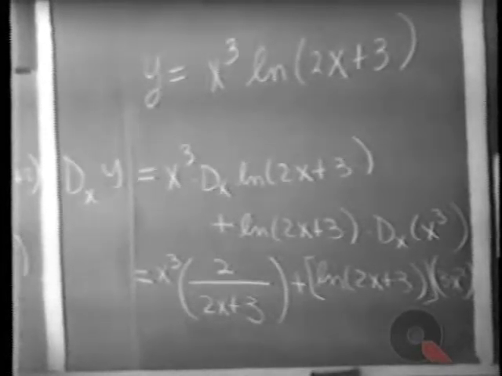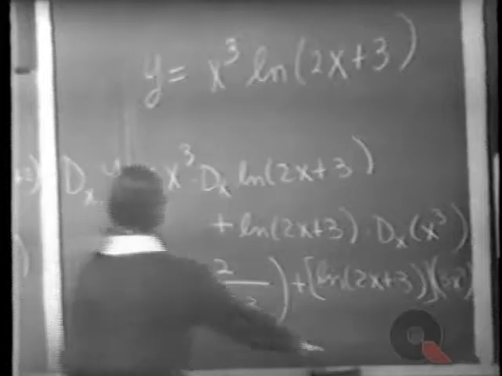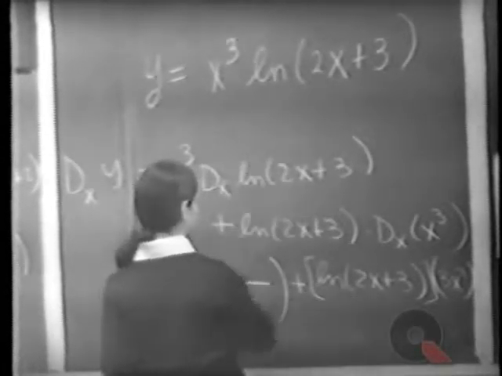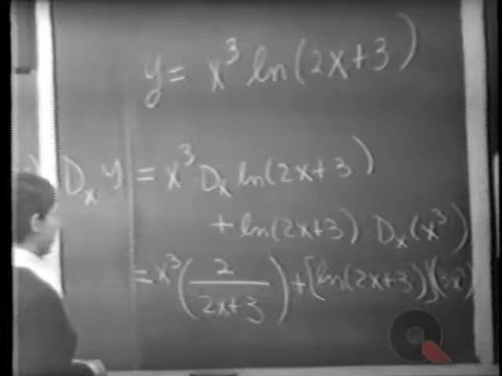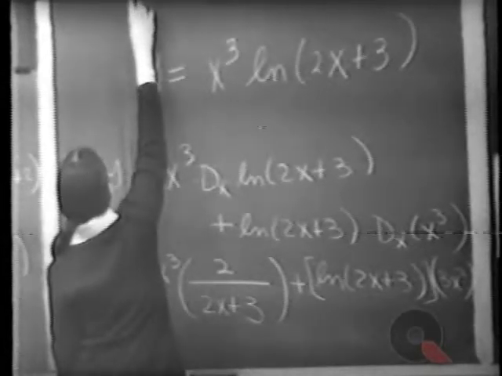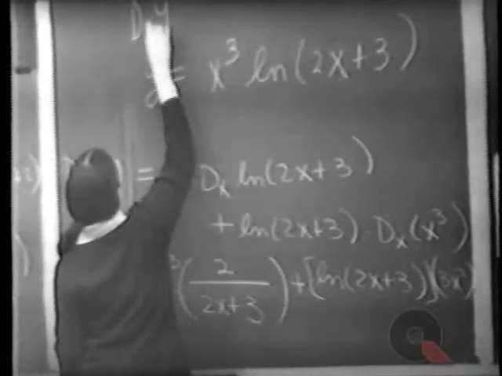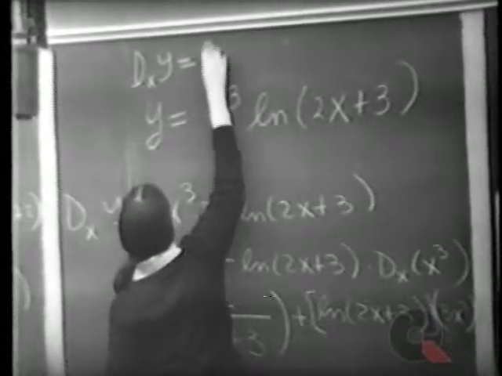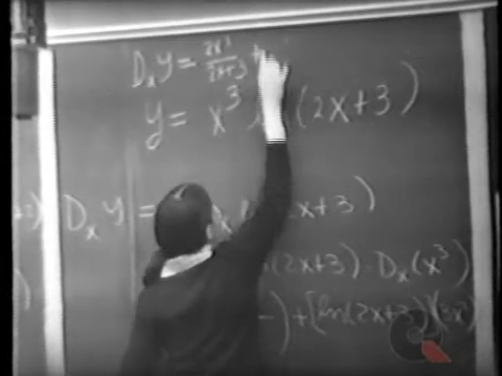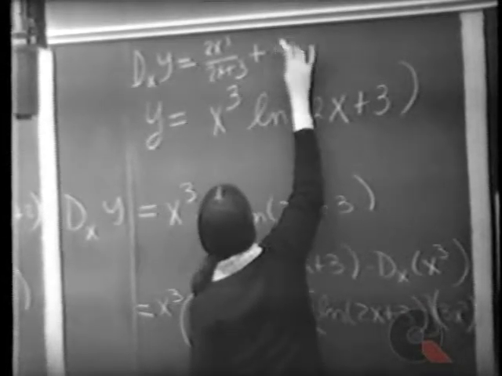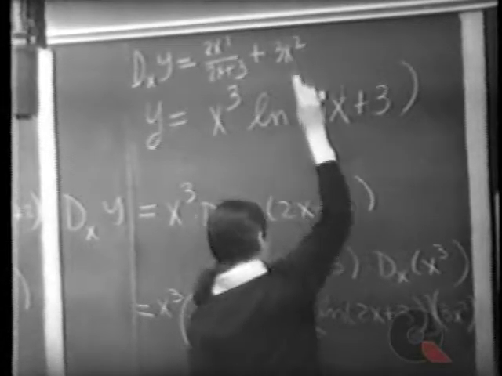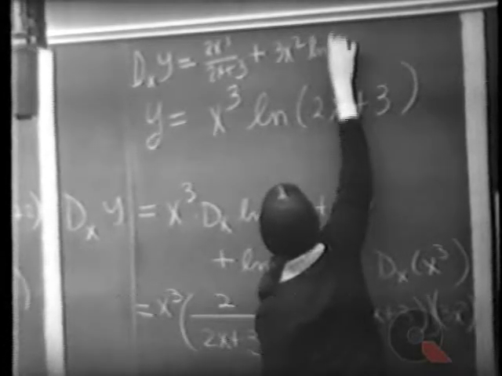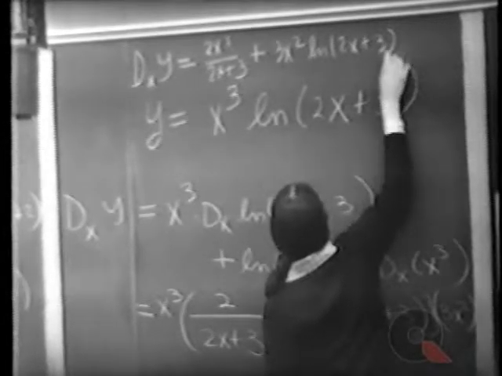Giving us a final answer of, let's see, where can I write it? 2x cubed over 2x plus 3 plus 3x squared times the natural log of 2x plus 3.